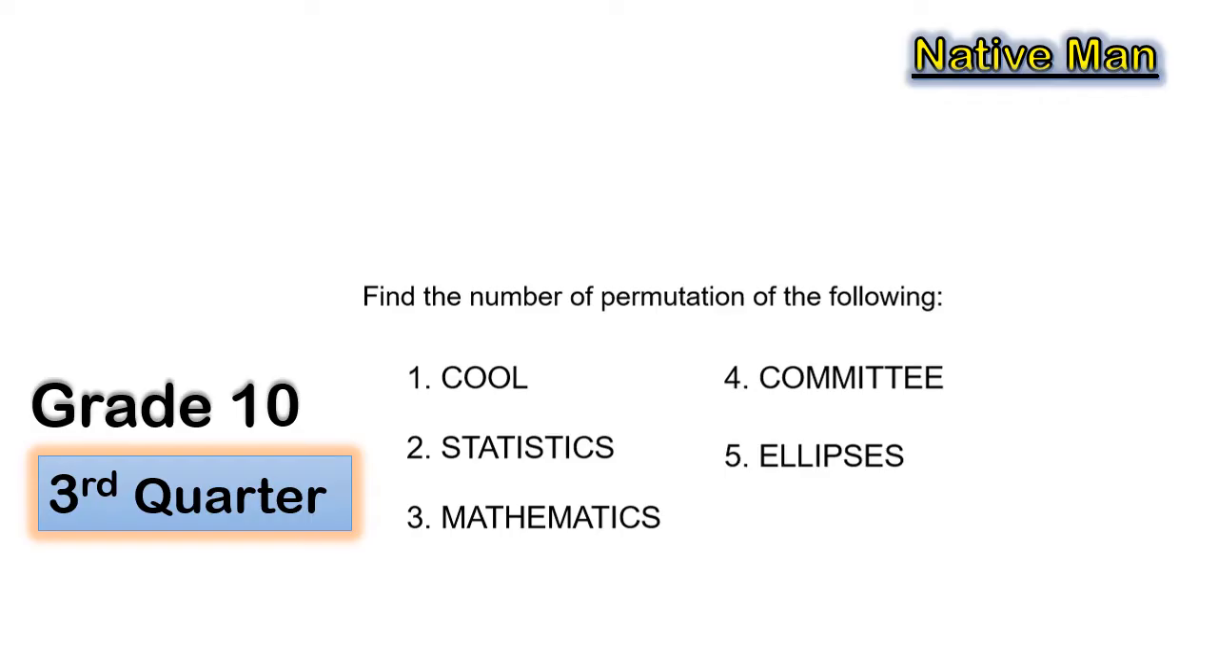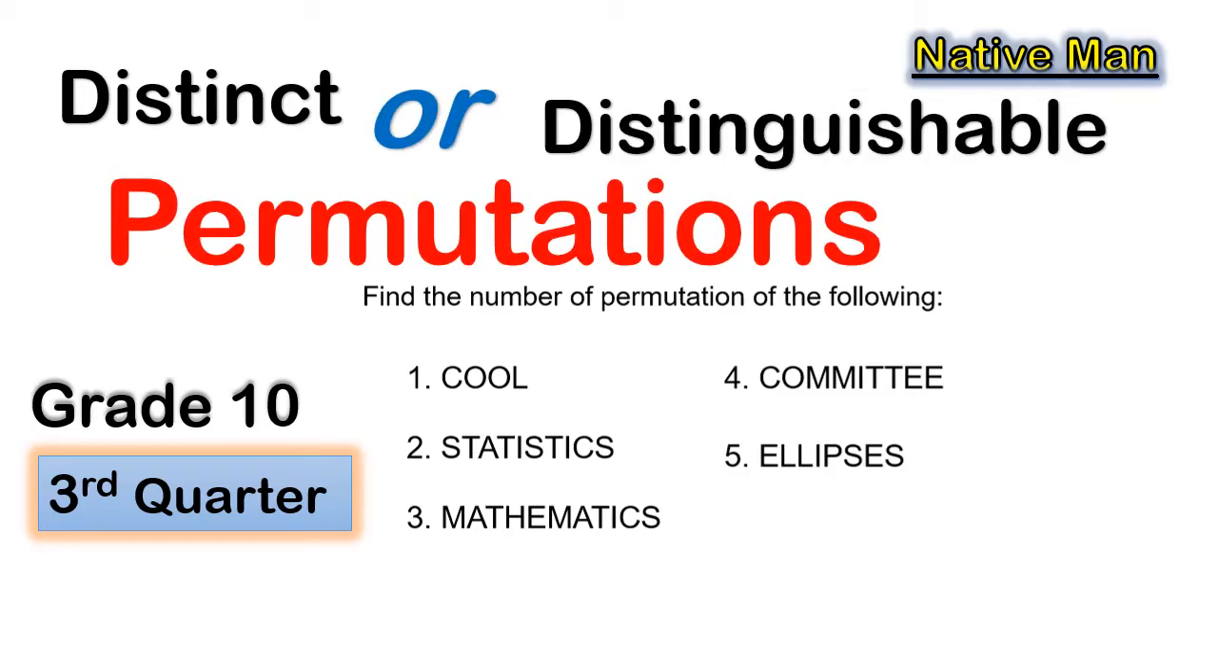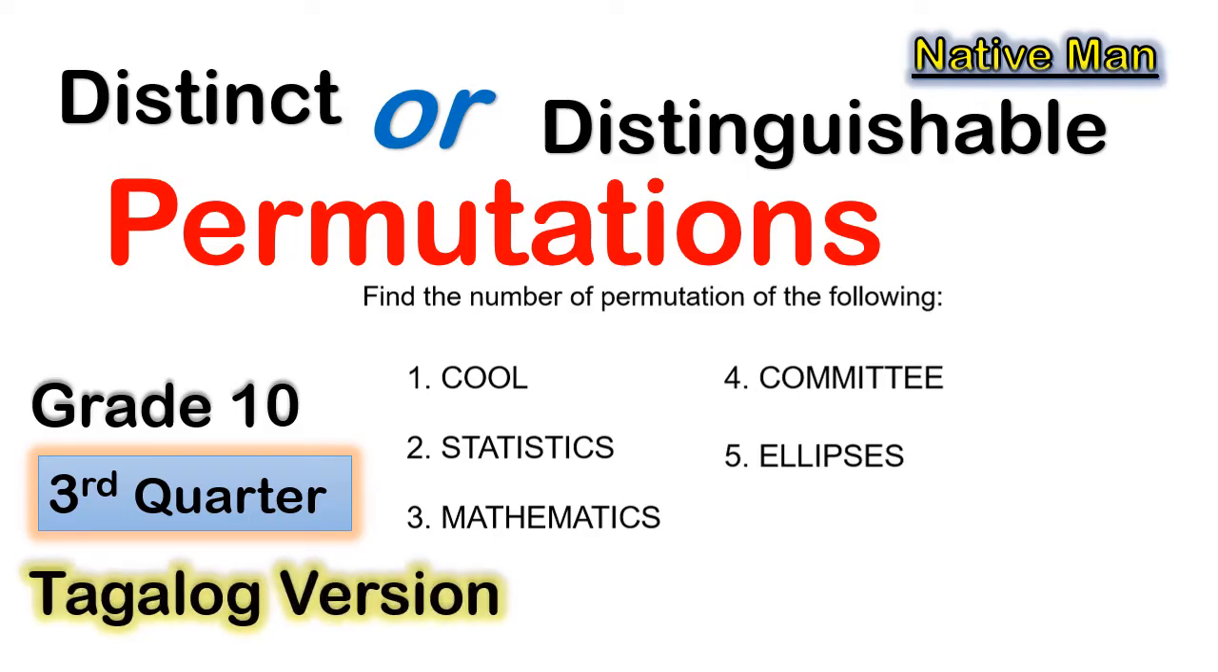Panahon ng pandemic. Ngayon po, tuturuan ko po kayo on how to find the distinct or distinguishable permutations of the different words. So this lesson is for grade 10 learners at ginawa ko po itong Tagalog version upang maintindihan po ninyo yung aking pagpapaliwanag.